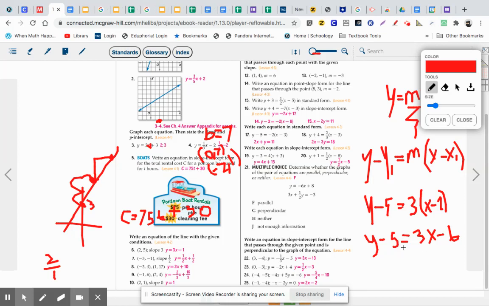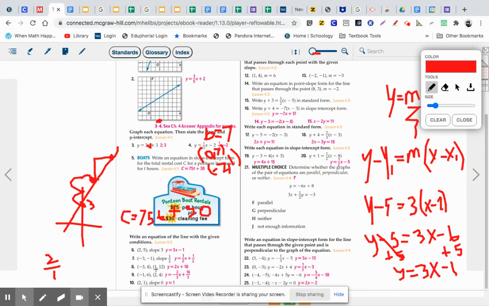All right, and so now I'm going to simplify that by collecting my like terms. So I am going to add 5 to each side. So plus 5, plus 5 like that. And the 5s will eliminate each other. So now I'm left with y equals 3x minus 6 plus 5, which is minus 1. All right, so that's how that works. So you'll use the point slope formula for this situation.